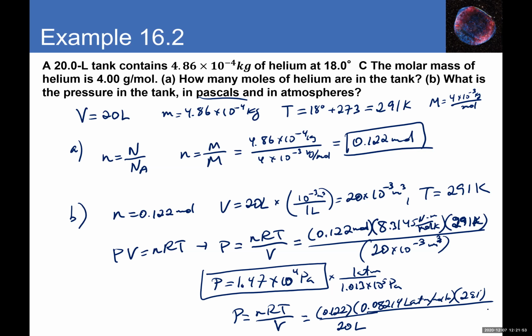So two things, right? We can find the pressure in Pascal, then use this conversion factor to go from Pascal to atm, or use the pressure equation where volume is in liters and gas constant in liters atm to calculate that as well. All right.